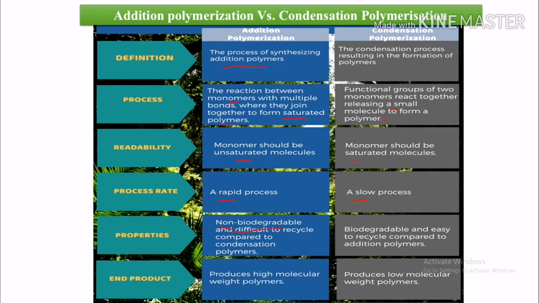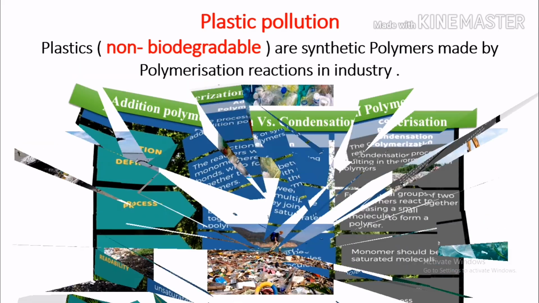Our end product in addition polymerization is only one high molecular weight polymer, one long chain polymer. In the case of condensation polymers, the products are low molecular weight polymers plus small molecules of water or hydrochloric acid according to the reaction. But in our study, all the removed small molecules are water.